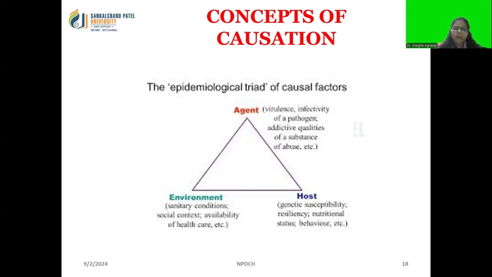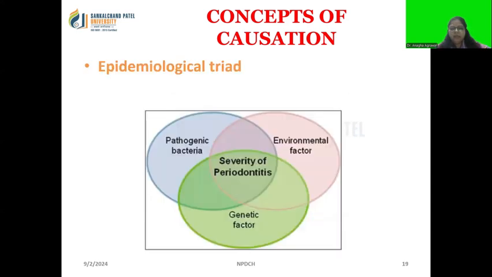And third will be your host, meaning the person or the tissue or the body part which harbors that particular disease, which is suffering from that particular disease, and because of which it is not able to live a normal life or normal function is missing because of that particular thing. Okay, so this is the epidemiological triad.